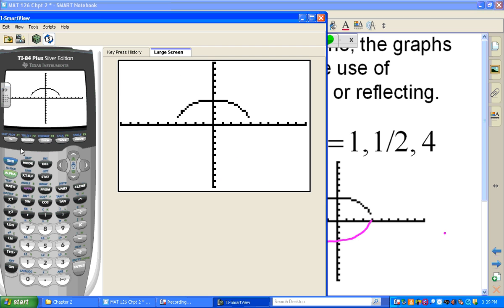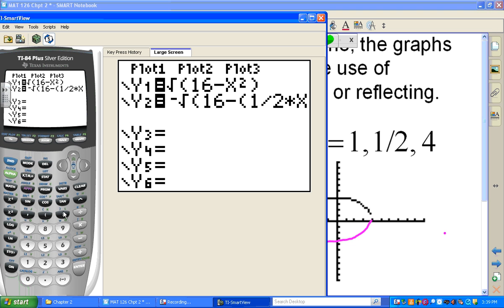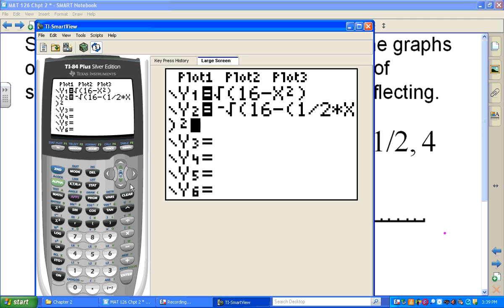If you're not sure, go to your graph. Type in another equation. Negative square root of 16 minus parentheses 1 half times x squared. And I have to close off the square root.